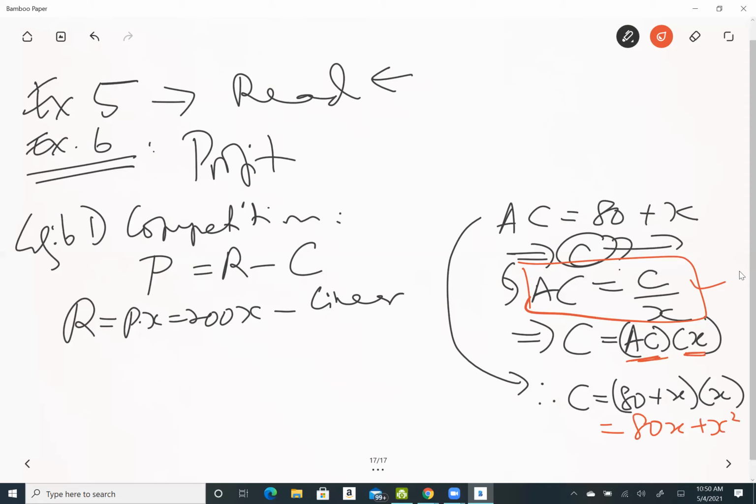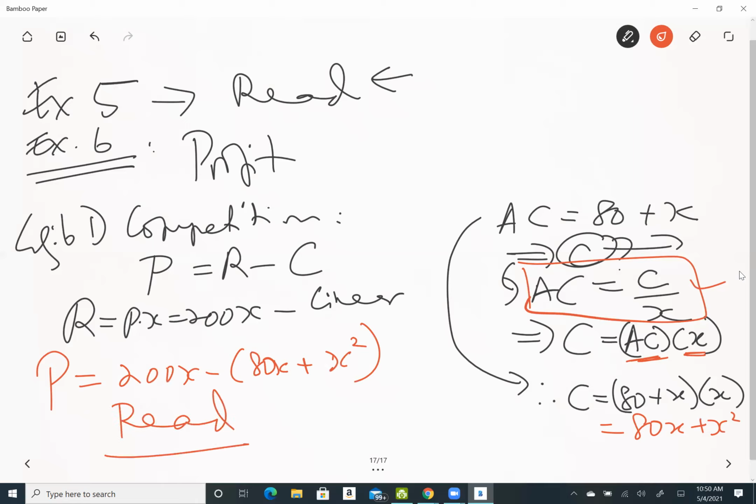So our profit P will be equal to what? Equal to 200x minus the cost, which is 80x plus x squared. So that is the profit for the perfect competition. That is example number 6. Okay, I think you finish up, you read at home.